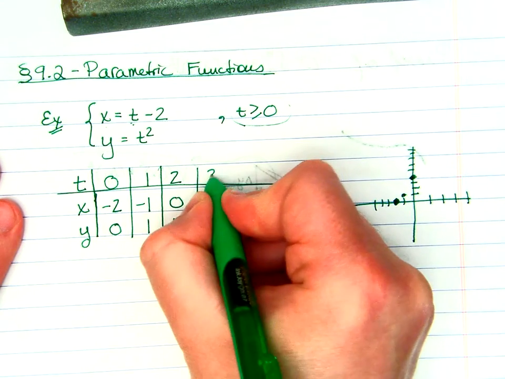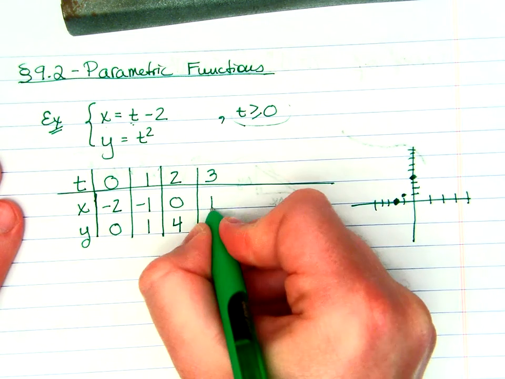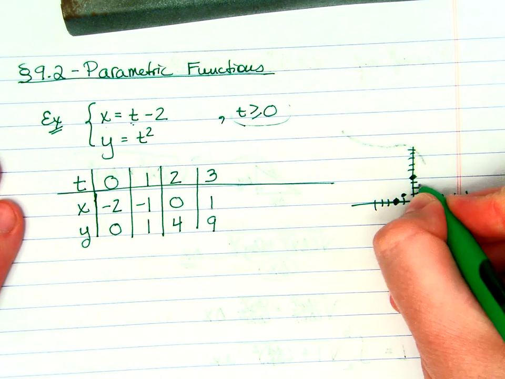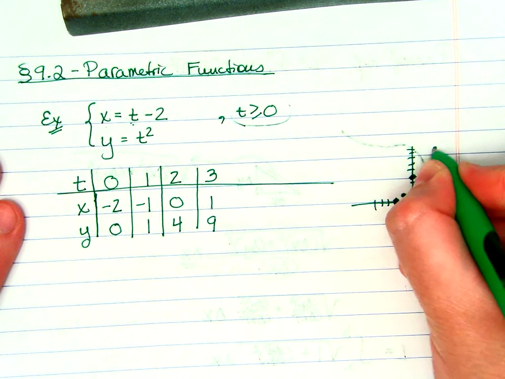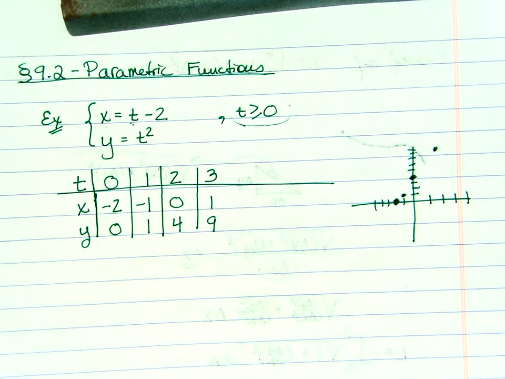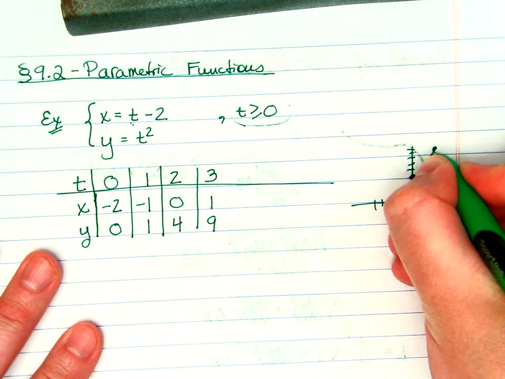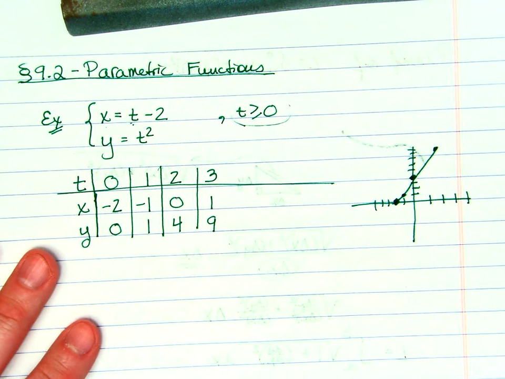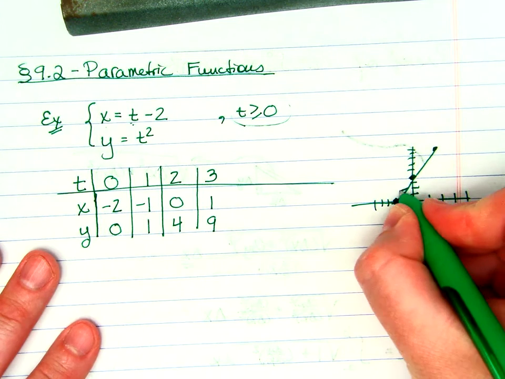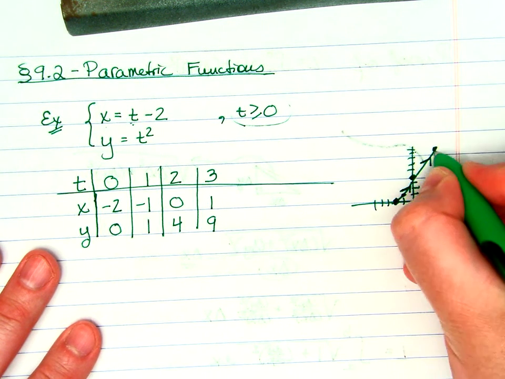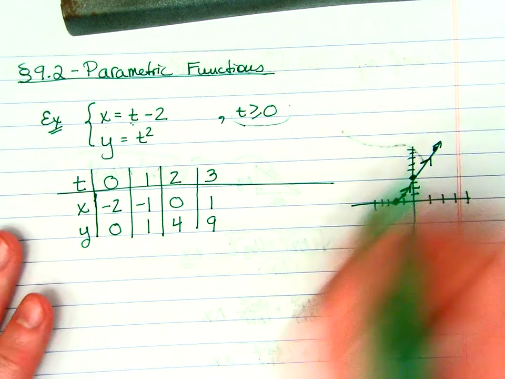Plug in 3. 3 minus 2, that's 1. 3 squared is 9. So at 1 comma 4, 5, 6, 7, 8, 9. I think I'm going to stop there because if my y coordinate gets higher, it's going to be off the grid that I've had. I'm going to connect these. And there's a little bit more to it than this. I also need to show the direction that I'm moving along this curve. So I'm going to put a little arrow over there, maybe another one over there, to show that I'm starting here and moving in this direction.